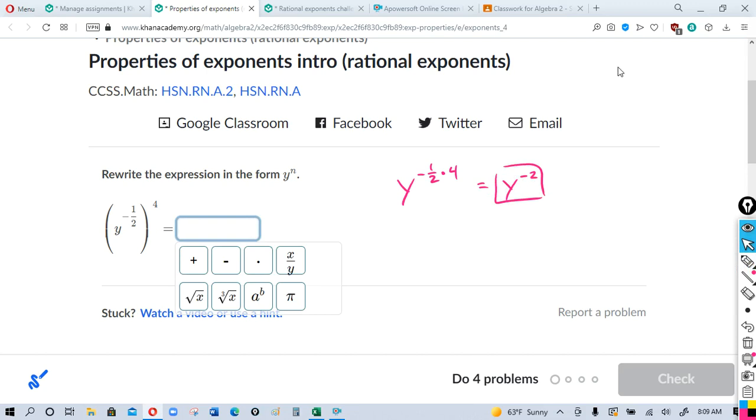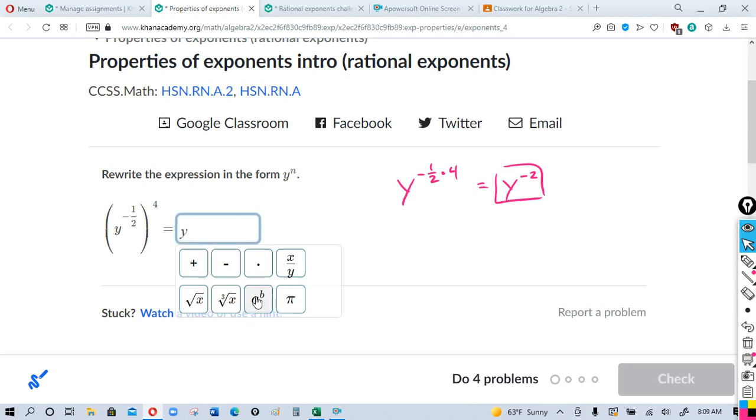Because that's the form they asked for. They said y to the n. So type y, hit this button right here, the exponent button, and then type negative 2. So it's y to the negative 2.